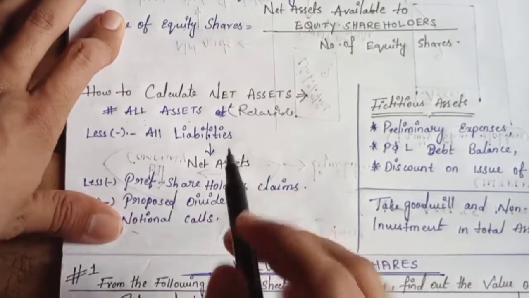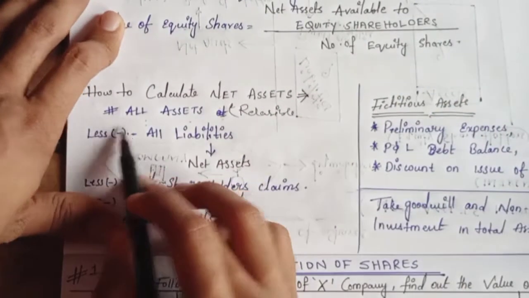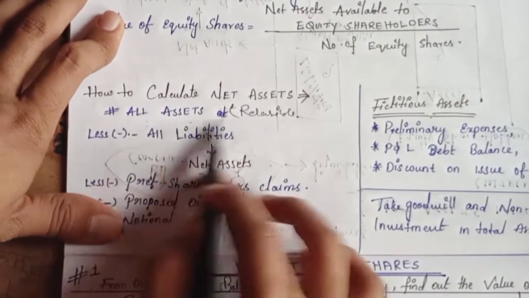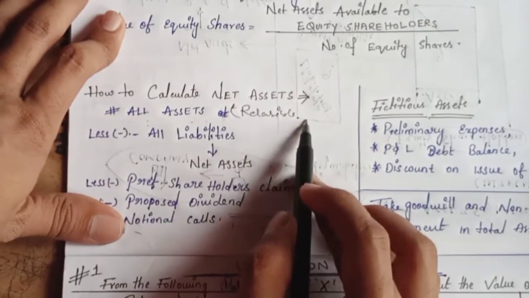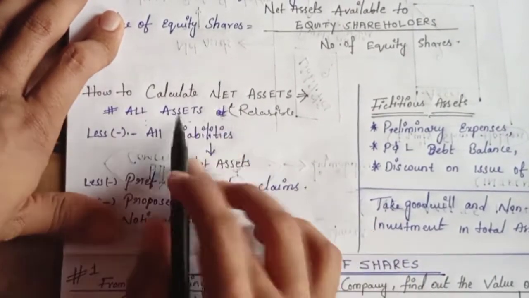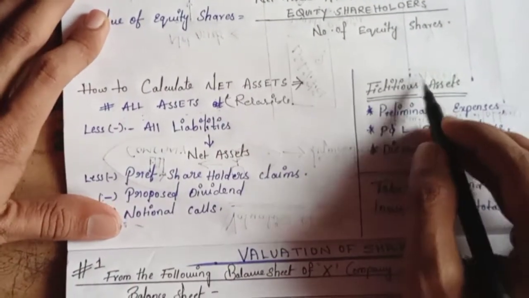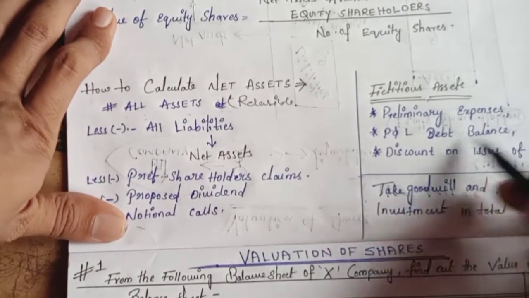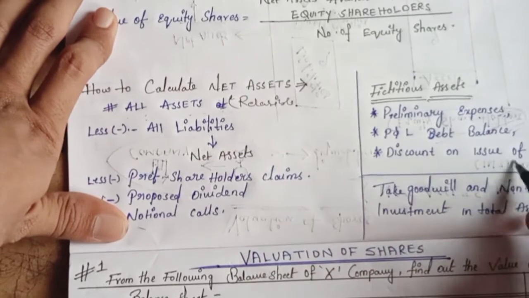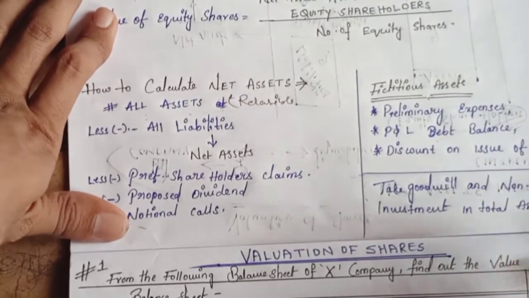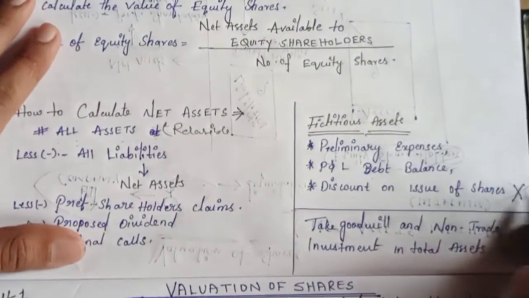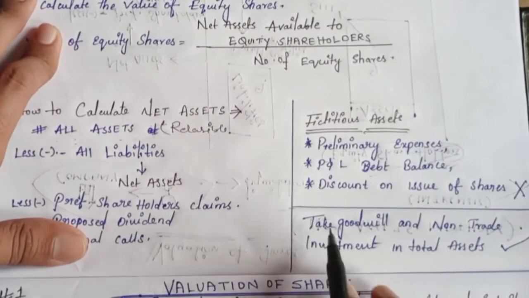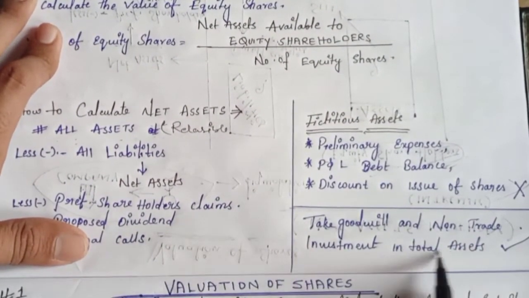So check out the question, and next after goodwill we have to take all assets at realizable value. All assets we have to take except the fictitious assets like preliminary expenses, profit or loss in the debit balance sheet, and discount on issue of shares. We have to exclude all of that, right? And also we have to take the non-trade investment in total assets.